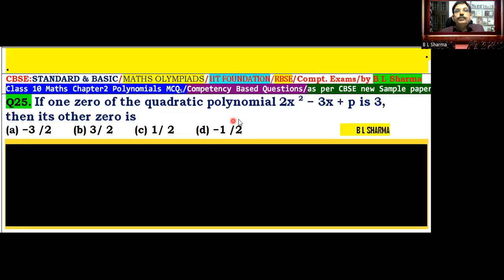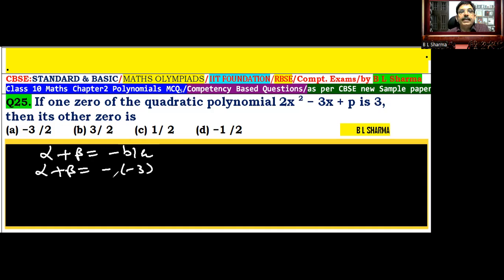If one zero of the quadratic polynomial 2x square minus 3x plus p is 3, then the other zero will be? We know that the sum of zeros is given by minus b upon a, which means the sum of zeros is equal to minus the coefficient of x, that is minus of minus 3, upon the coefficient of x square, that is 2. So the sum of zeros is 3/2.